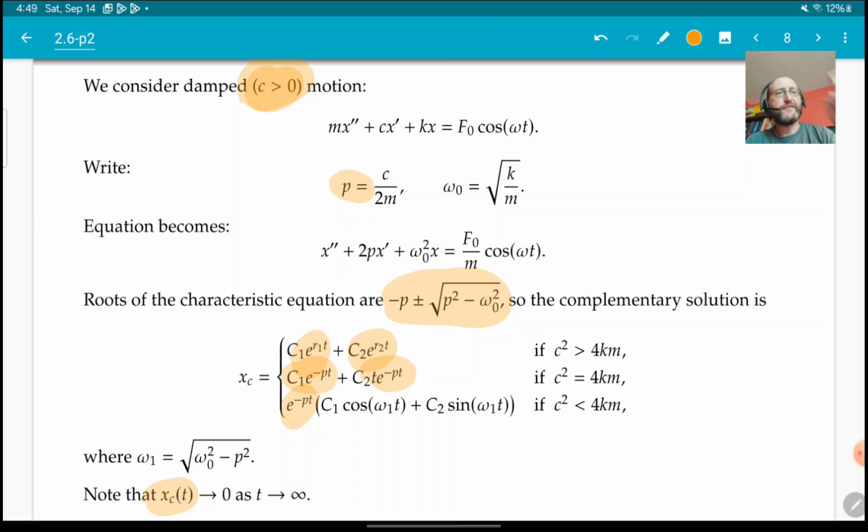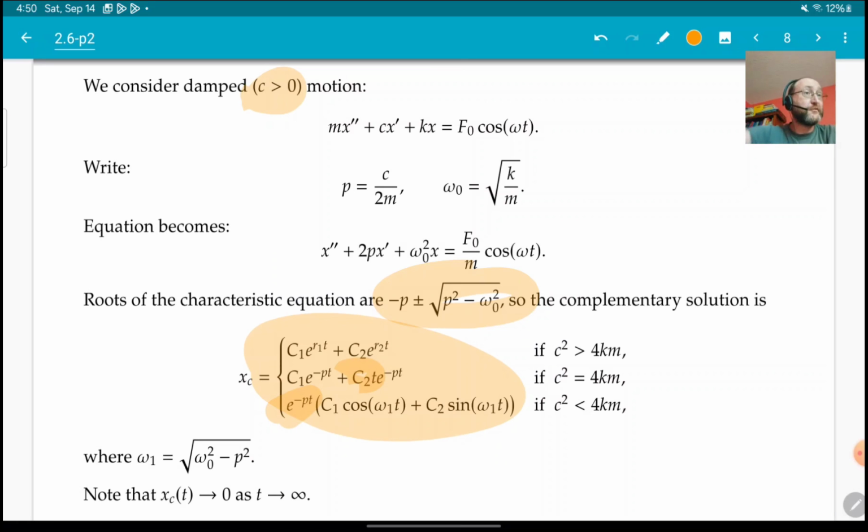Now, something to notice over here is that all these exponentials are also not trivial. Because c is positive, none of these, p, R1 and R2, is ever 0. None of these are trivial. The exponentials are never 1. They are actually there, going to zero as t goes to infinity. So none of them are constant.